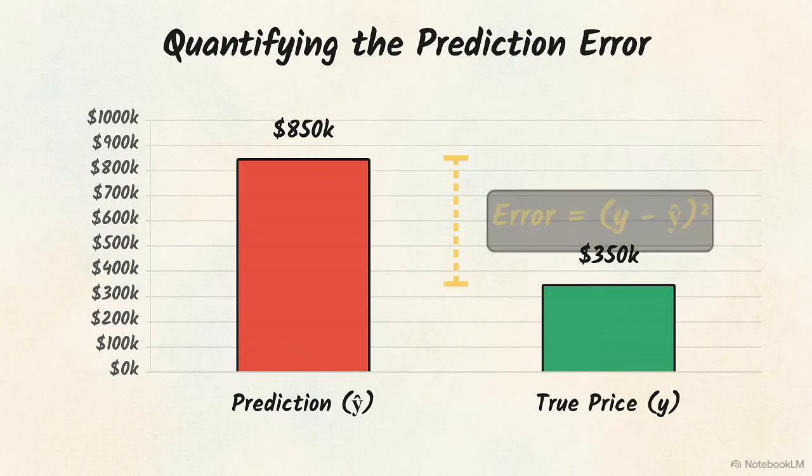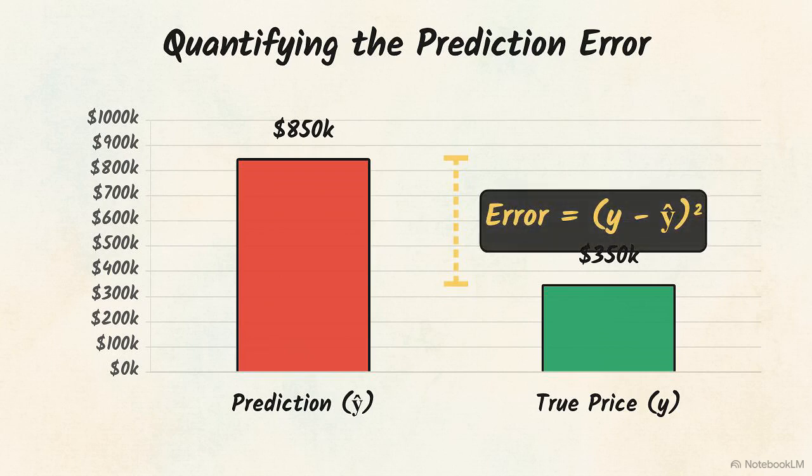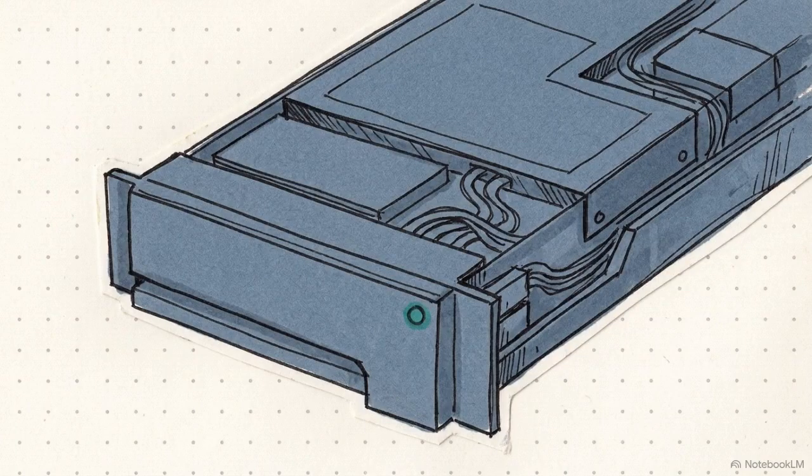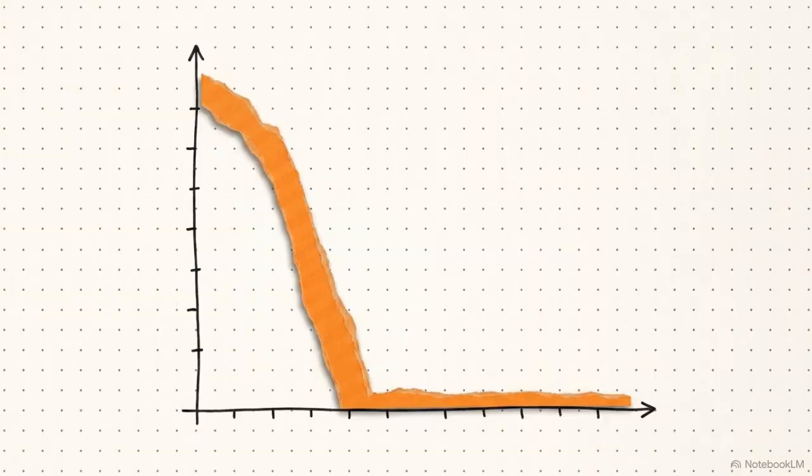The massive gap you see here is calculated by the cost function, a mathematical measuring stick used to determine the exact distance between the bad guess and reality. An AI does not actually want to be smart. Its sole mechanical objective is to take that cost function value and shrink it down to zero.